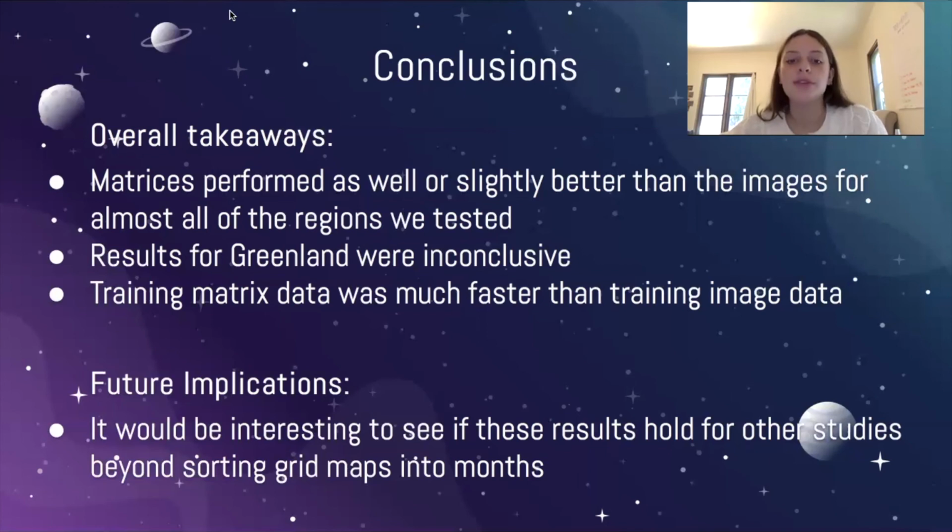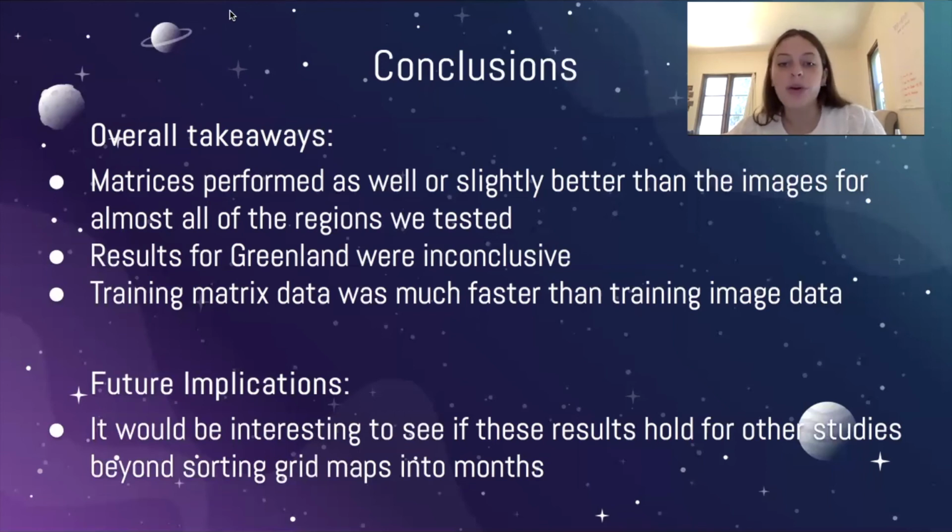However, our results for the region Greenland were inconclusive because learning did not occur. As Anjali explained earlier, Greenland's low testing accuracy, which hovered at around 19 to 22%, can be attributed to a downward linear trend caused by melting ice leaving the region.